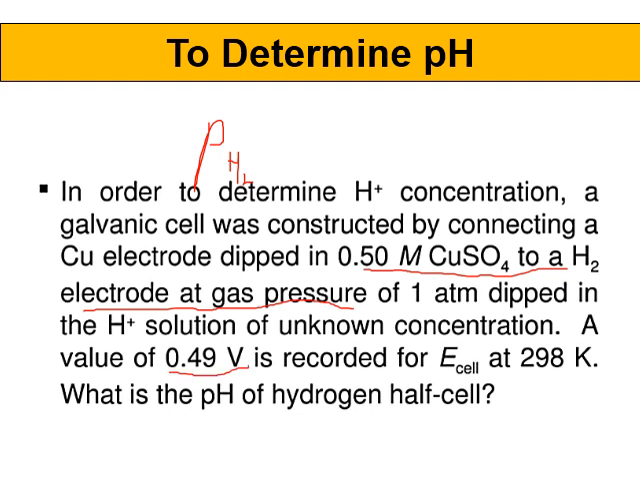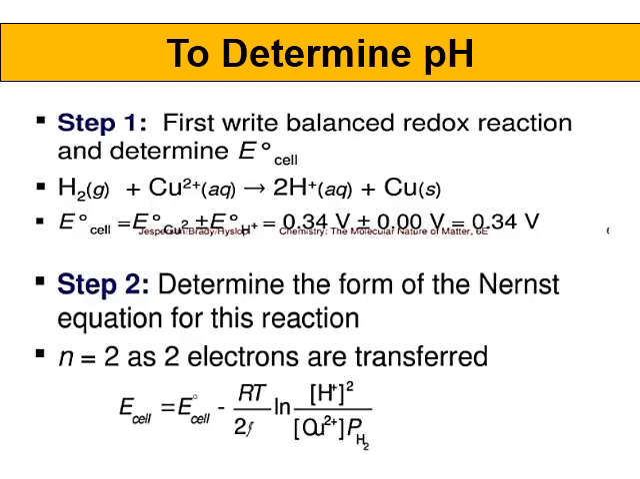What is the pH? Okay. First thing first, we have a few steps to follow. First, write the balanced redox equation and determine the E naught cell. You know that hydrogen and copper react together to produce hydrogen and copper. So you find which one is oxidation and which one is reduction, and in the end it gives you the E cell of copper and of hydrogen. So you got this value, 0.34.